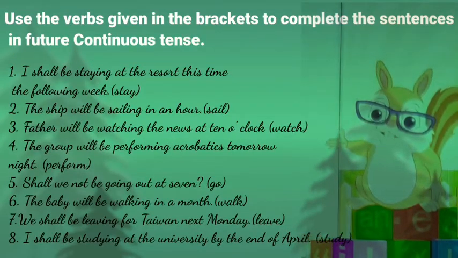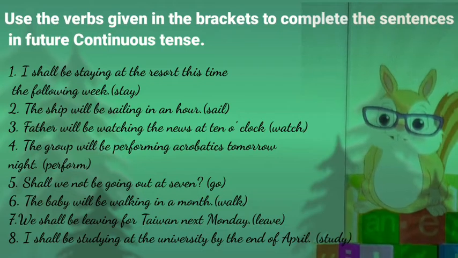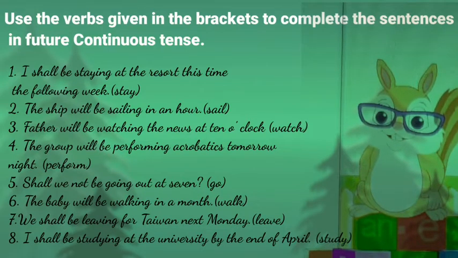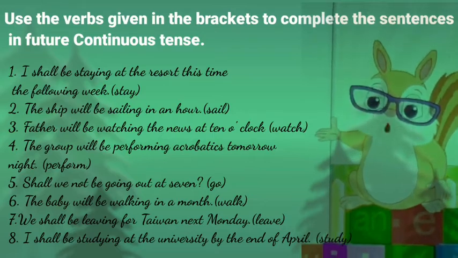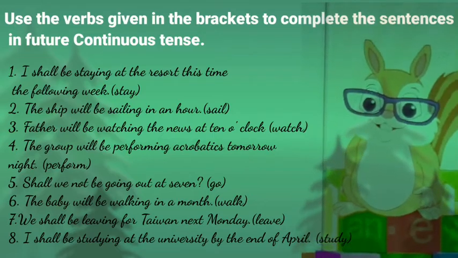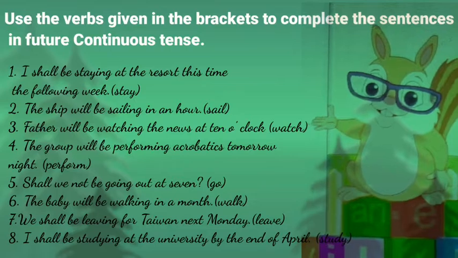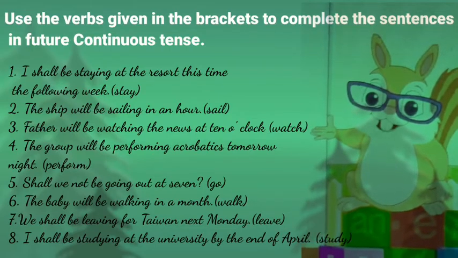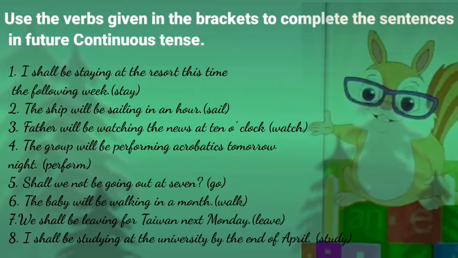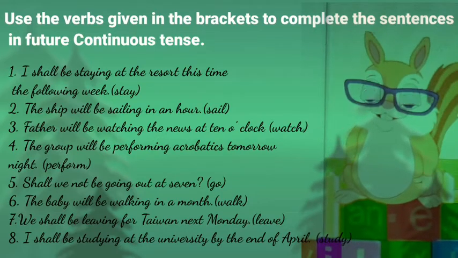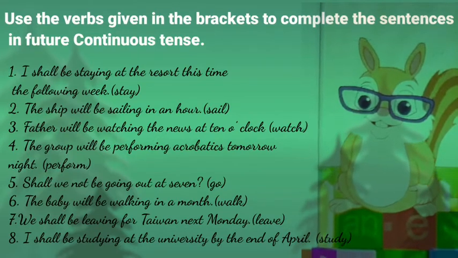Let us understand better with the help of some exercise. Use the verbs given in the brackets to complete the sentences in future continuous tense. And the rule for it is subject plus will be or shall be plus ing form with the verb. Verb की ing form. So let's start.